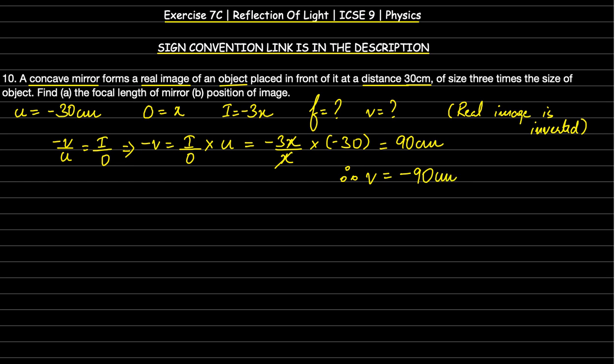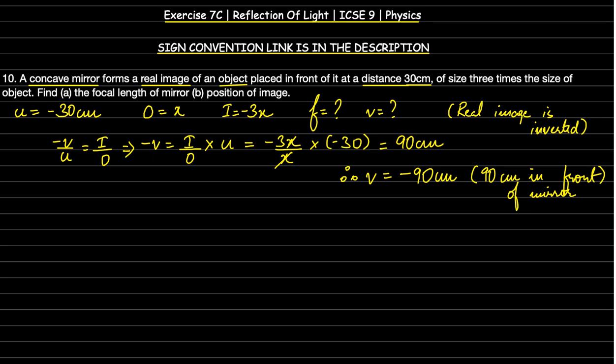So here we can write 90 centimeter in front of the mirror. That happens to be the B part of it. So we have got the position of the image.